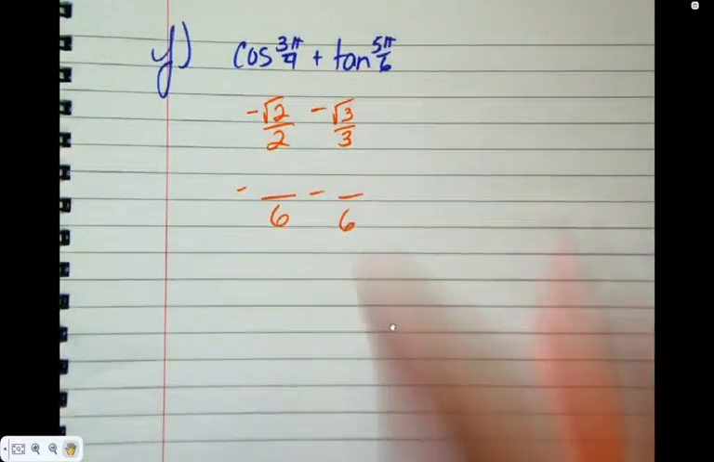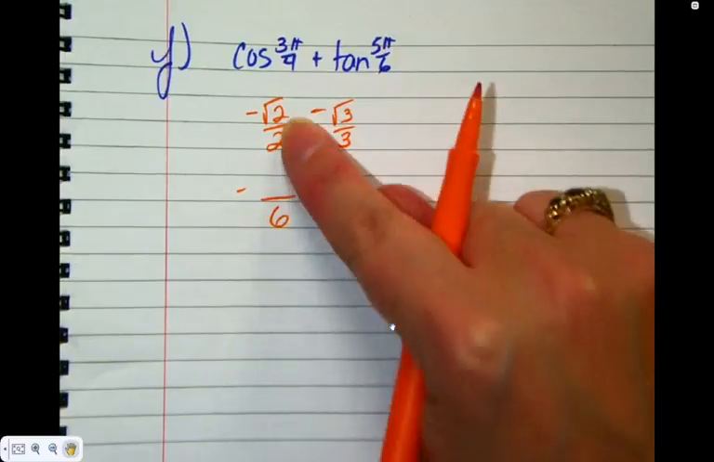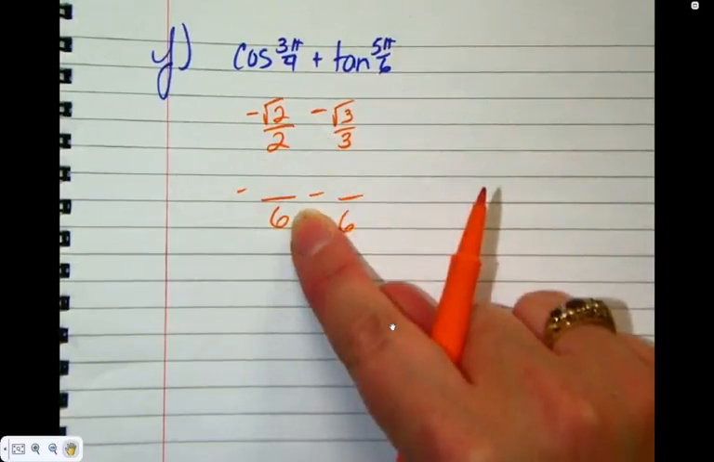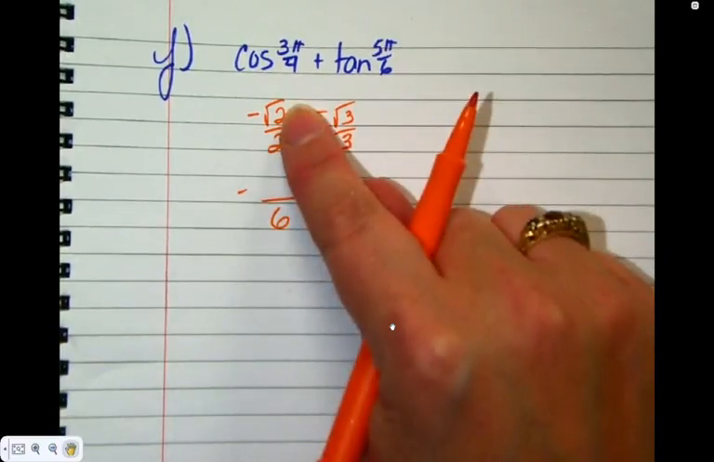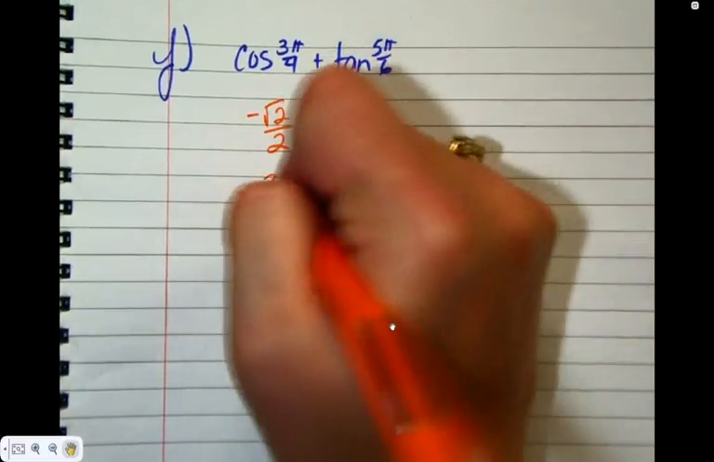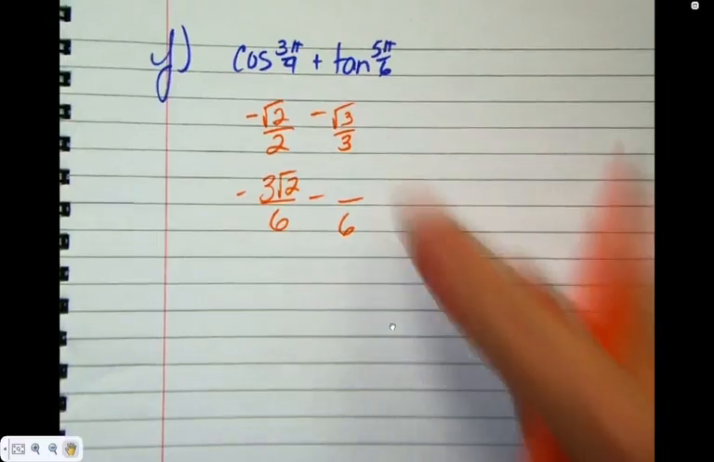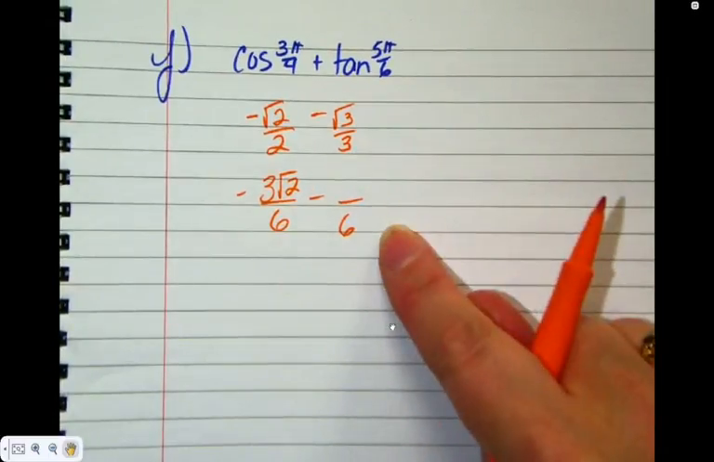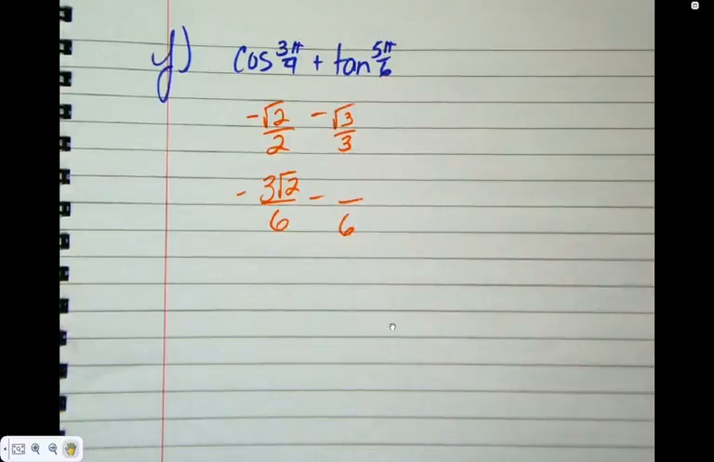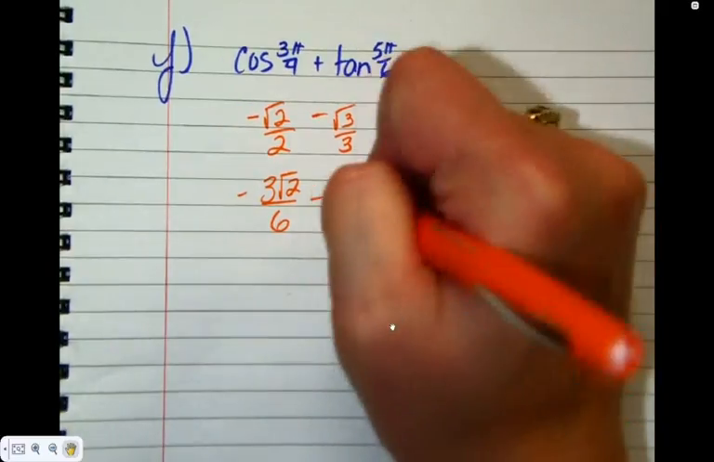Then in our brain we say, how did I go from 2 to 6? What did I multiply 2 by to get 6? 3. And how do I multiply a root by a 3? Well, it just becomes 3 root 2. So we just take the whole number and the radical and slap them together. On the other side, how did I go from 3 to 6? Okay, so 2 times root 3 is 2 root 3. Just slap them together.